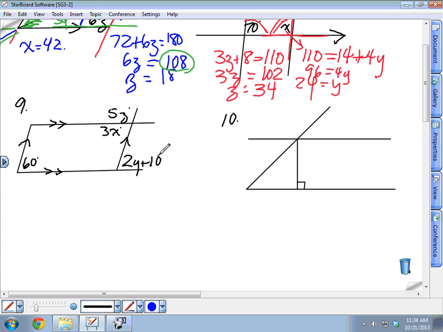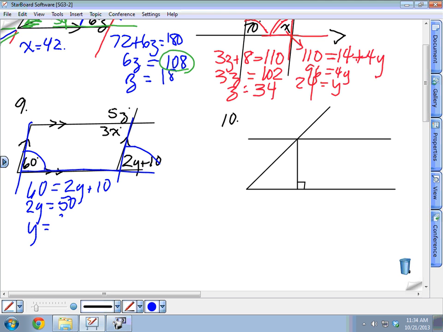You have to start with something you know. We know that 60 degrees is here. So this one right over here, 2y plus 10, is equal to 60, because it's corresponding when you consider these two lines and this transversal. So 60 is equal to 2y plus 10. So 2y equals 50, and y is equal to 25.